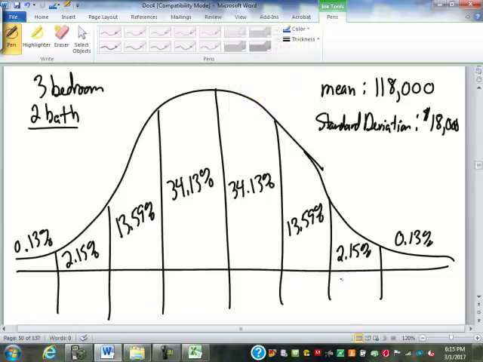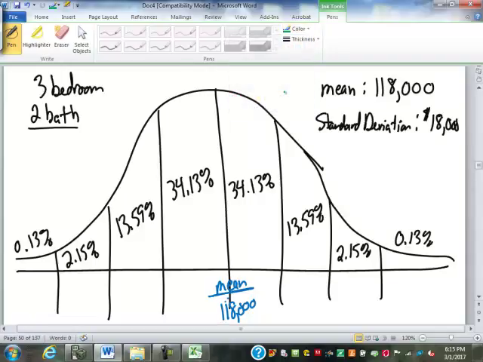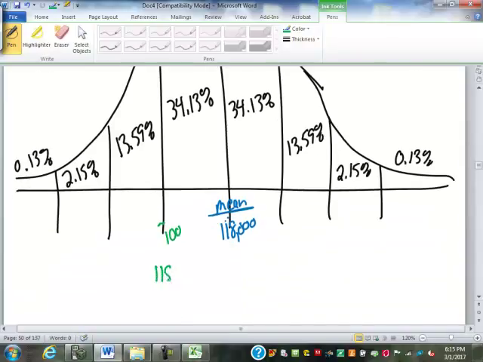What numbers are going to go down along the bottom? Well, it's easiest to start in the middle. What's going to go in the middle? The 118,000. The mean always goes in the middle. Now I'm just going to write 118. I'm going to leave the zeros off for the rest of this just to make it a little simpler. As I go down, what number would go here? 100,000. How do I get 100,000? Well, it's my mean of 118,000 minus a single standard deviation of 18,000. So that's going to be 100,000 there.